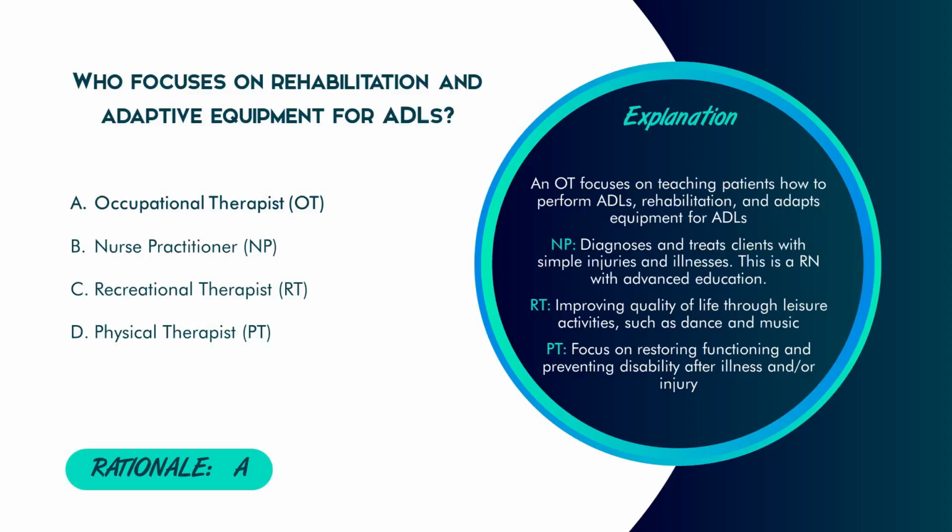NP is someone with an extended scope of practice as a nurse. So I am just a nurse. I have a master's, but I am not a nurse practitioner. A nurse practitioner is someone who takes these particular courses and they actually write an exam. Once they pass the exam, they're now a nurse practitioner. They can diagnose, they can prescribe, but only simple injuries and illnesses. Okay? So they diagnose, they treat. It's just that advanced education, like we said.